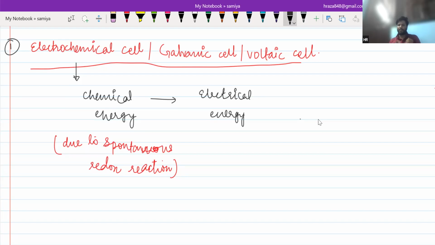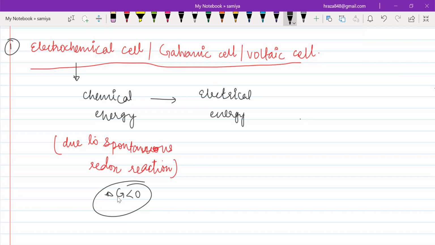A spontaneous reaction or process is one which occurs on its own. We don't need to apply any external agent, like giving the process heat, temperature, pressure, and all that. That is called a spontaneous process, and we recognize spontaneity by calculating delta G. Delta G is Gibbs free energy, and if the Gibbs free energy is negative for a reaction, it is a spontaneous reaction. Is that clear to everyone? Yes, sir.